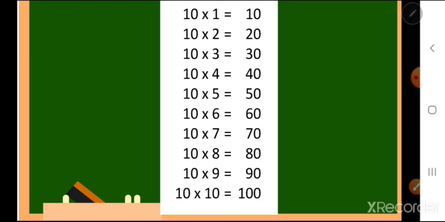And finally, children, 10's table. 10 ones are 10. 10 twos are 20. 10 threes are 30. 10 fours are 40. 10 fives are 50. 10 sixes are 60. 10 sevens are 70. 10 eights are 80. 10 nines are 90. 10 tens are 100.